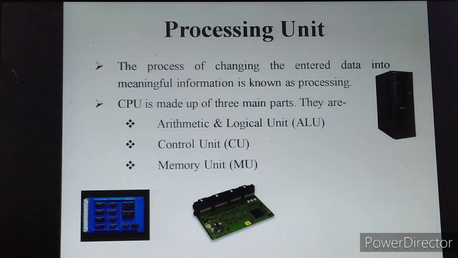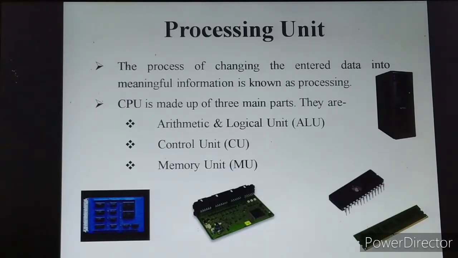Third part is memory unit. Short form of memory unit is MU. CPU stores all the data and instructions that need to be processed in the memory unit. The memory unit then passes this data and instruction to the other units. Computer stores all the data in the memory units. These are the memory units, RAM and ROM. Done.